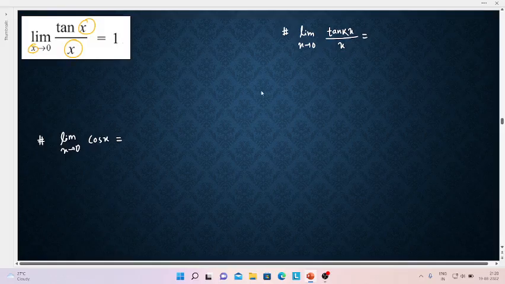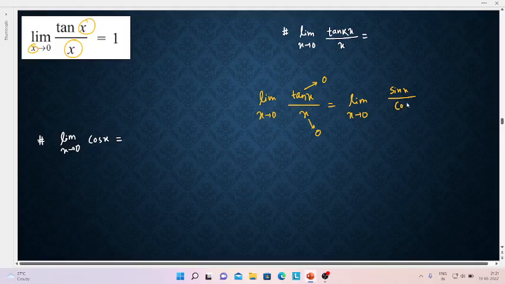So how is it coming? I will give you the proof here. Since limit x tends to 0 of tan x by x is given to you, when we put x equals to 0, the numerator will become 0, and similarly the denominator will become 0, right? So basically that is called an indeterminate form. Now what we can do is, limit x tends to 0, tan x can be written as sin x upon cos x, right?